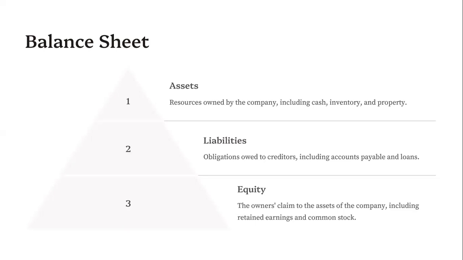Assets are basically owned by the company, including cash, inventory, and property, and what it owes, liabilities. Liabilities are basically obligations to creditors, including accounts payable, salary payable, and loans, and the owner's equity. And owner's equity basically claims to the assets of the company, including retained earnings and common stock.